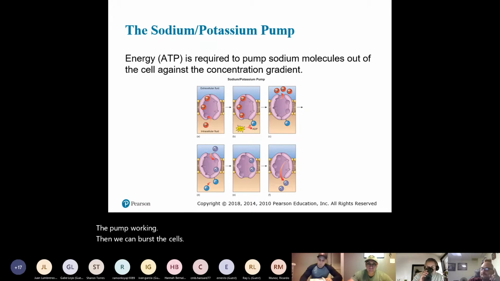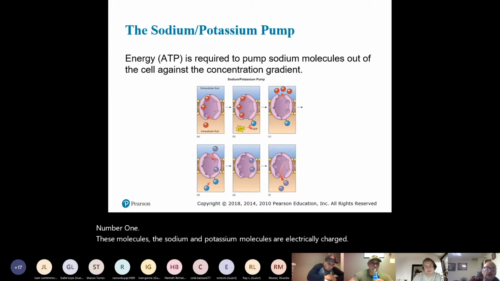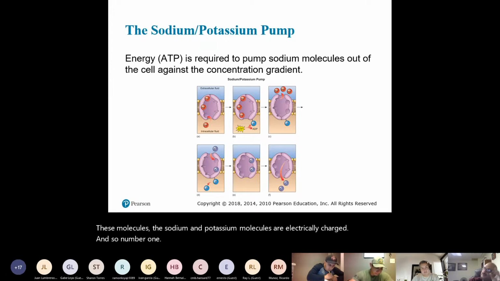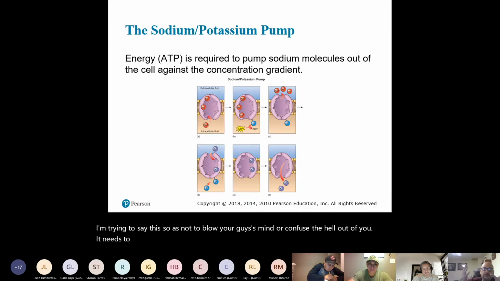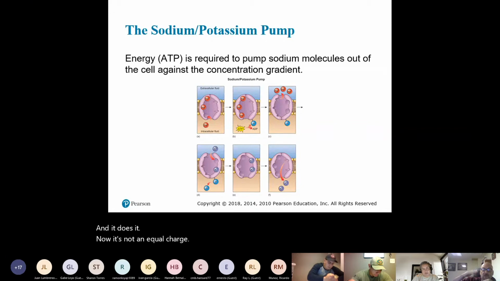Here's why. Number one, the sodium and potassium molecules are electrically charged. And so the cell needs to maintain an electrical charge. It's not an equal charge, a little bit unequal, but it's still equilibrium.